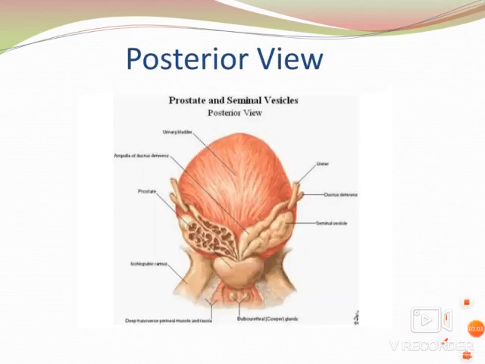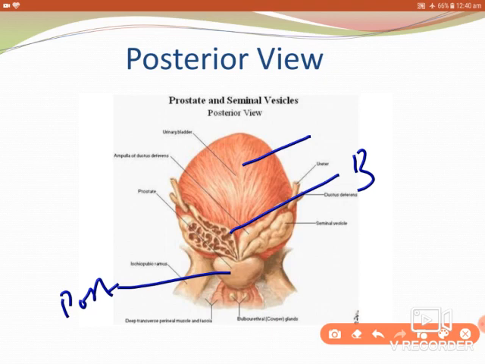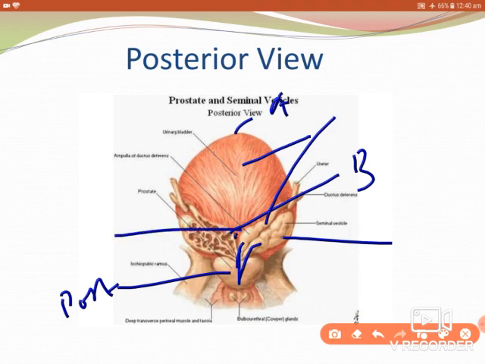Then this is the posterior view, the view of the prostate from behind. Here we can see the urinary bladder. This is the posterior surface of the prostate. This is the base of the bladder. There you can see the vas deferens, or ductus deferens, and the seminal vesicle. The seminal vesicle is a tubular glandular structure which joins with the vas deferens, forming the ejaculatory ducts, which open into the prostatic part of the urethra. The posterior part forms the base of the bladder.